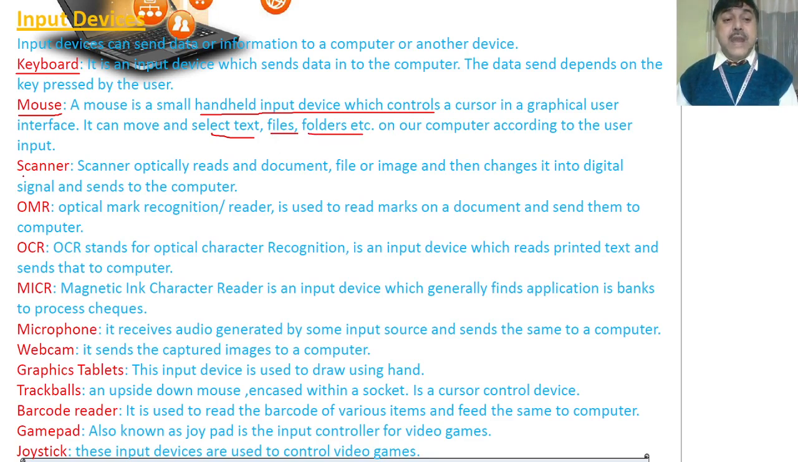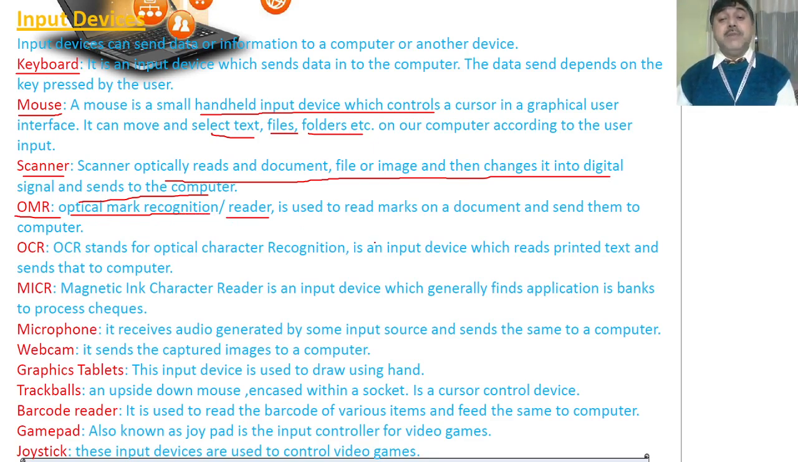Next comes the scanner. Scanner optically takes a document, a file or image, and changes it into a digital signal and sends it into the computer. Then we have the OMR. OMR means optical mark recognition or reader. It can be said optical mark reader or optical mark recognizer. It is used to read the optical marks in different sections, so those marks can be easily detected by it.